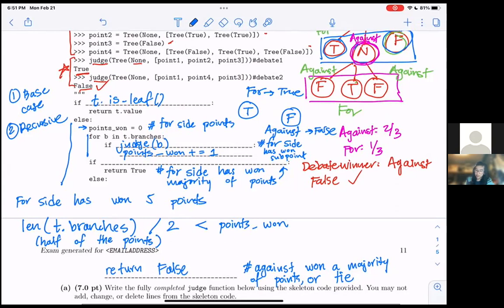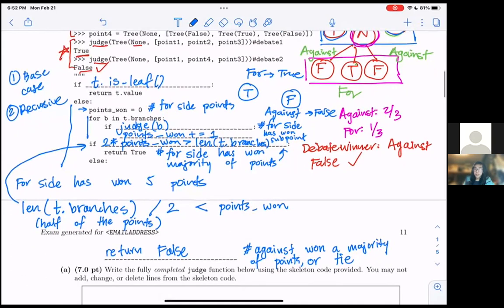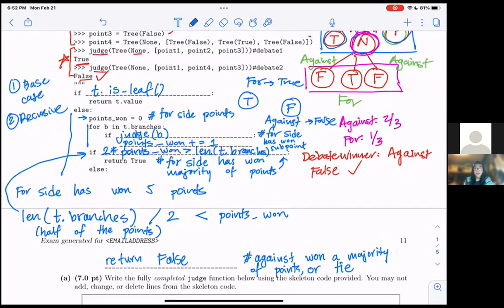So you can either put this directly into the if statement, or you can use the official solution, which multiplies both sides by 2 and then puts points1 on the left side. So in other words, we say 2 times points1 is greater than the length of T dot branches. Okay. All right, so that is how you solve problem 6.